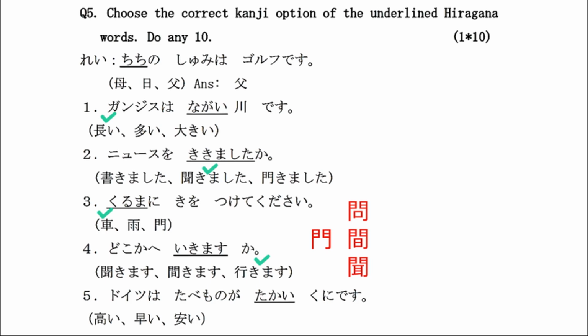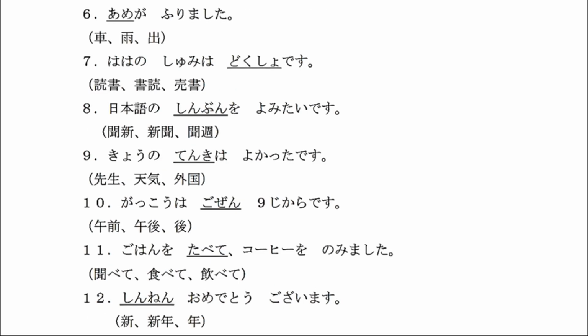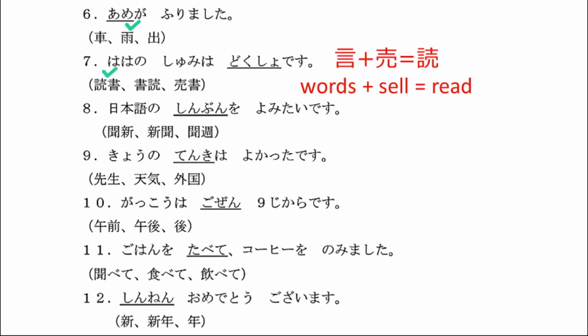Here we have takai, which means expensive, and the correct option is the first one. In the sixth question, we have ame, which means rain, and the correct option is the second one. In the seventh question, we have dokusho, which means reading, and the correct option is the first one. Just remember, word plus sell is read, which is yomimasu, and its on reading, or the Chinese base reading, is doku. So now you will be able to recognize it without any difficulty.